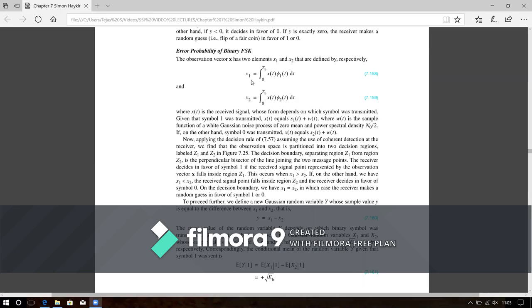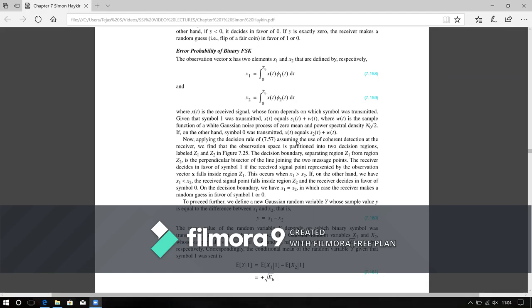The received signal x of t can have two values. One is x of t equals s1 of t plus w of t when symbol 1 is transmitted, and x of t equals s2 of t plus w of t when symbol 0 is transmitted, where w of t is the sample function of the white Gaussian noise process capital W having 0 mean and PSD of N0 by 2.